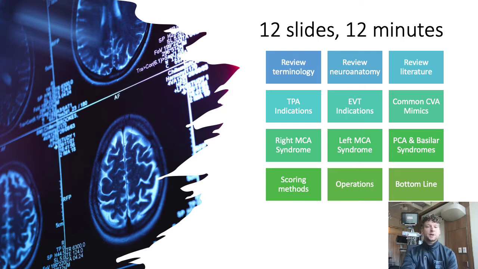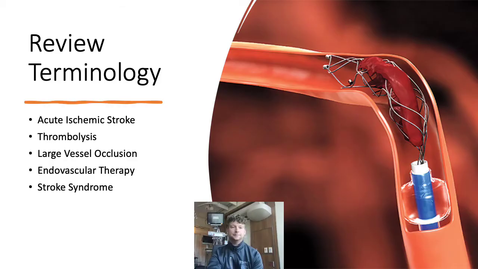First, we're going to review some terminology, neuroanatomy, and literature. Then we'll get into the indications for TPA, EVT, and we'll talk about common CVA mimics. We'll move into right MCA syndromes, left MCA syndromes, and PCA and basilar syndromes. And then we'll talk about scoring methods, operationalizing all of this, and then the bottom line.